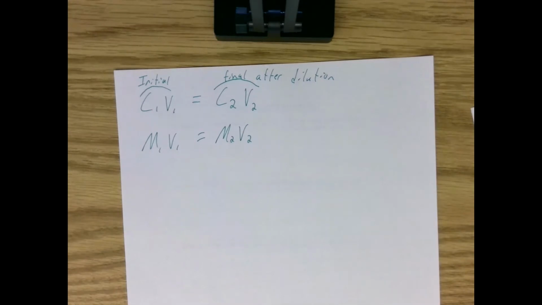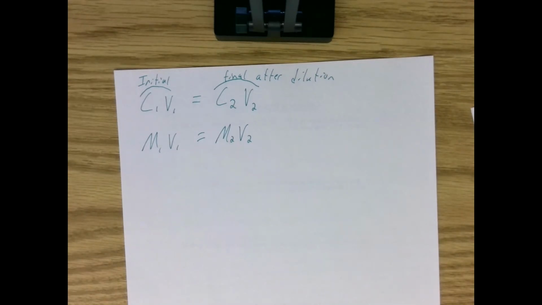So that is not the volume of water added. That is the total volume. So if I start off with 5 milliliters of solution, then I add 5 more of water, my V2 is going to be what? 10. You have to add them together. There's nowhere in this formula to plug in the amount of water added. Okay? You have to do that on your own and plug it in correctly.